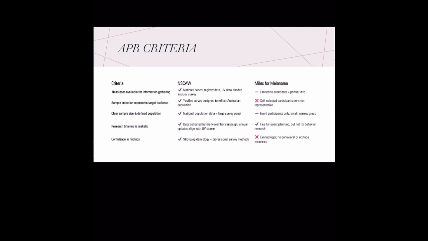For the research timeline, the data collected before November aligns with the UV season, which is good, and for Miles for Melanoma, it was fine for event planning, but not for behavior research. And lastly, confidence in findings. There was strong epidemiology and professional survey methods for the first campaign, and for the second campaign, there were no behavioral or attitude measures, so it did not meet the criteria.